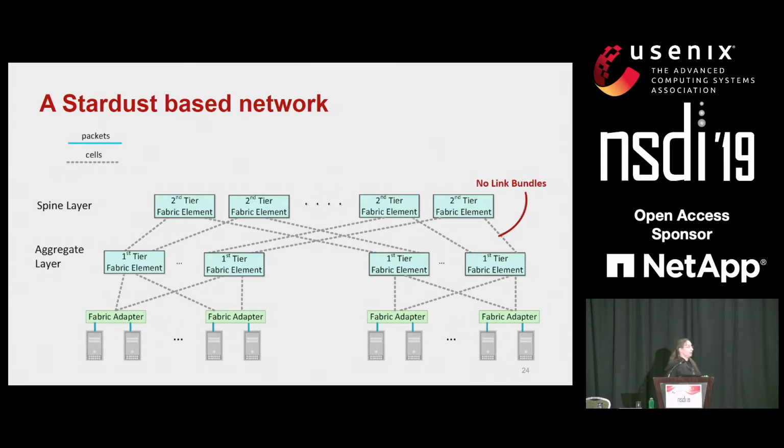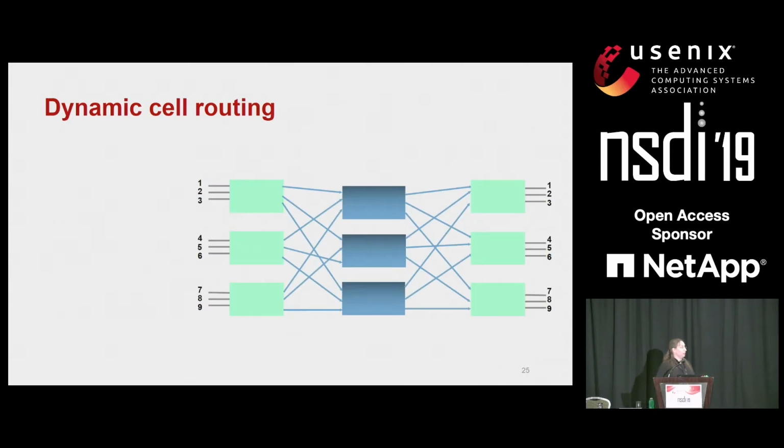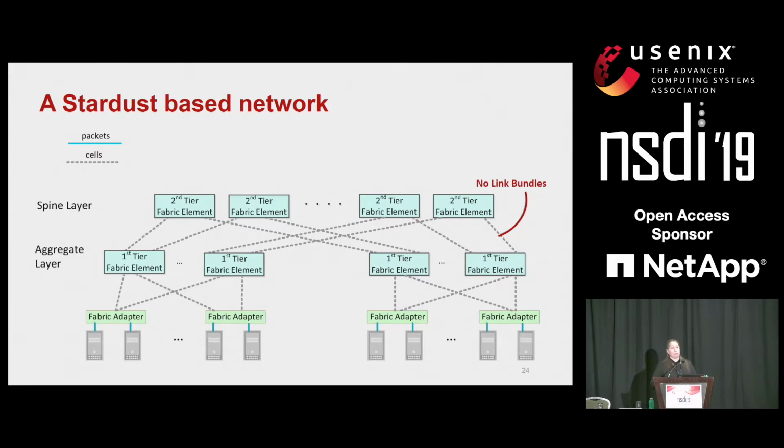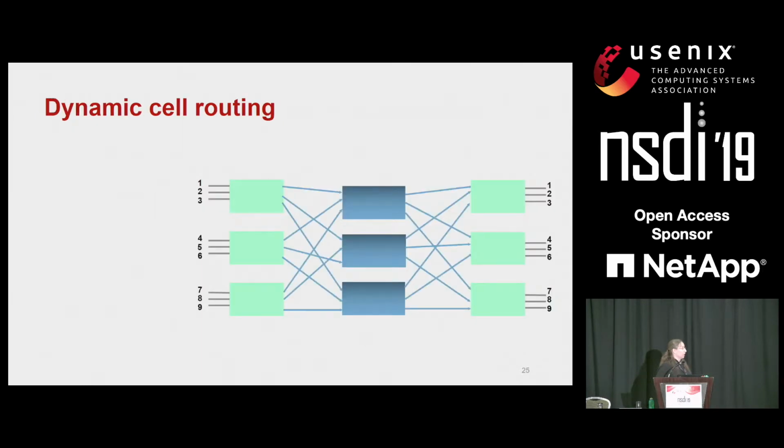And the entire network fabric is then using a link bundling of 1. Okay? So no link bundling within the network. Everything is cell-based and without bundling. The second aspect is dynamic cell routing.